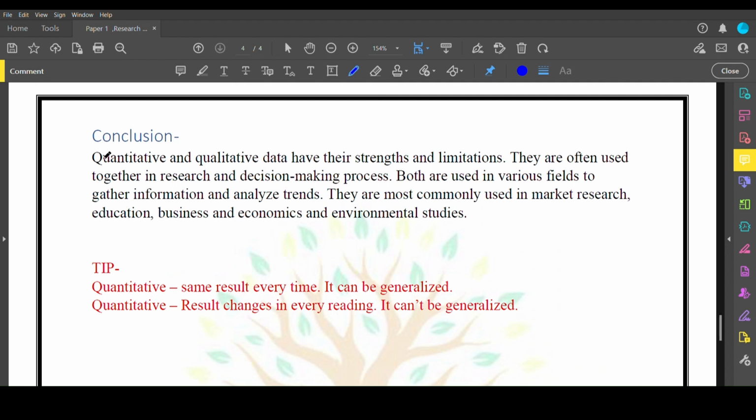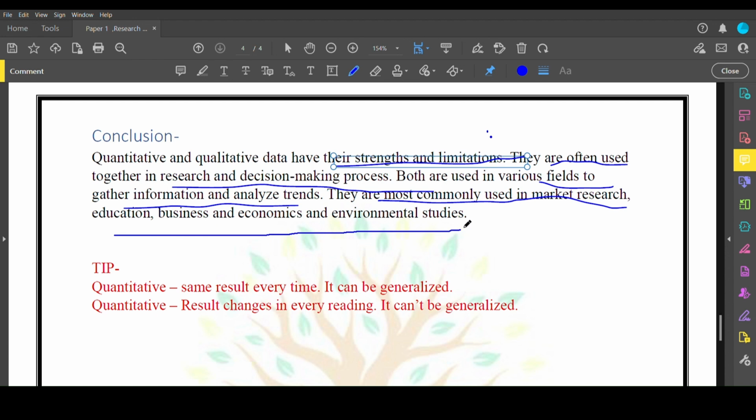So what is the conclusion? So conclusion is like quantitative and qualitative data have their strength and limitation. No, nothing is superior to anyone. It is used upon the which is required for your research, and they are often used together in research and decision making process. Both are used in various fields and gather information and analyze them. So they are most commonly used in market research, education, business, economic and environmental studies.